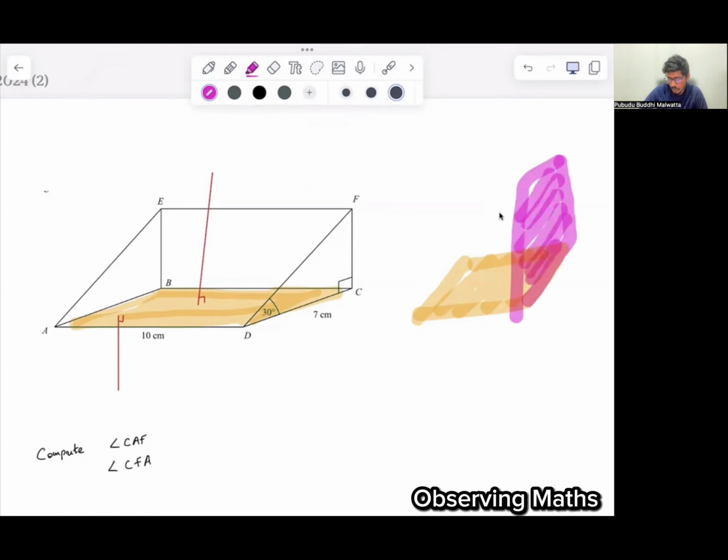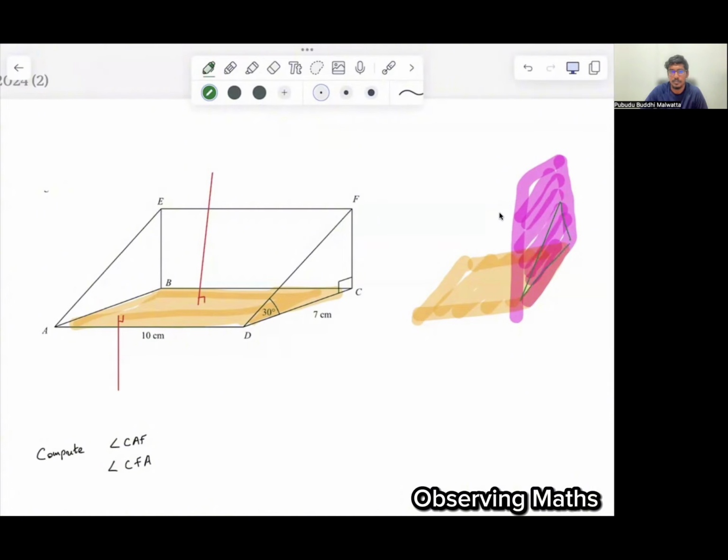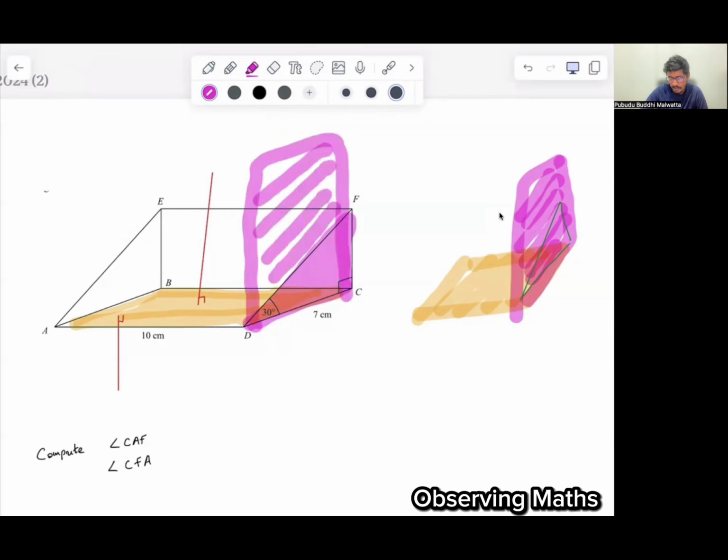That triangle is on that plane, like this, on that plane. And interestingly, that plane is, I think, perpendicular. That triangle is on that plane. That's perpendicular because of the 90-degree angle here. That's the idea.